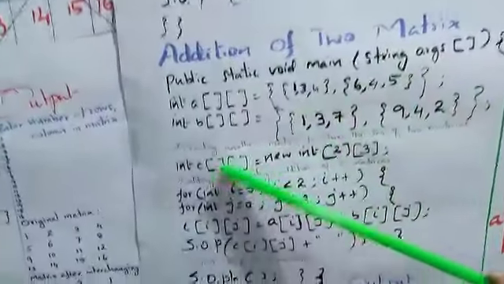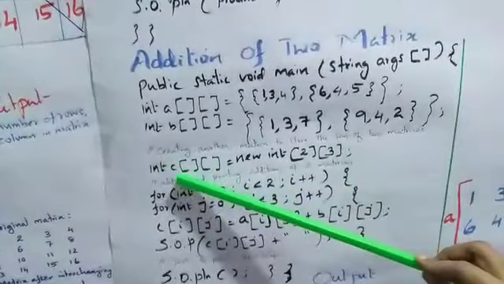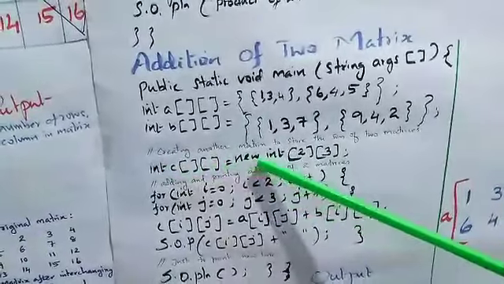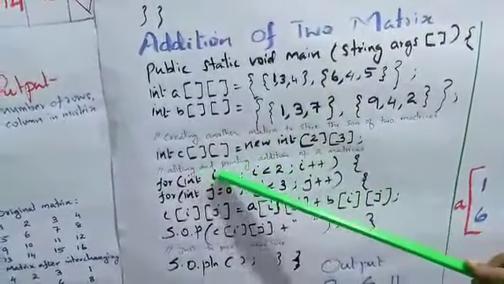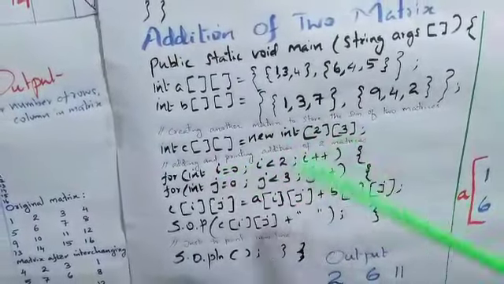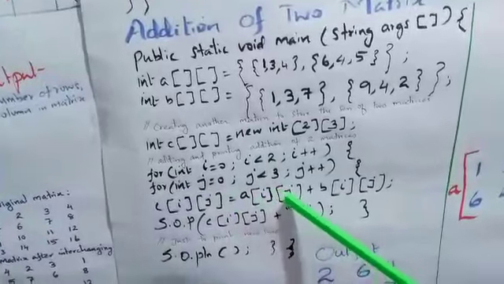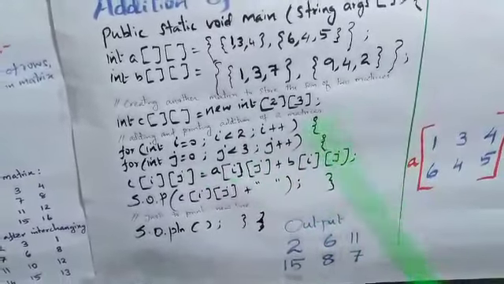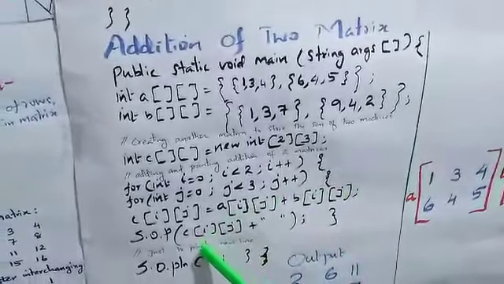Now you have to create another matrix for storing the sum of the two matrices. You have to create one more: int c, rows and columns, is equal to new int 2 and 3. Now after that you have to do the addition and printing of the matrix. For that same purpose you have to apply i and j. Then you have to write c of i and j is equal to a of i and j plus b of i and j. You have to add both matrices a and b, and after that print c.